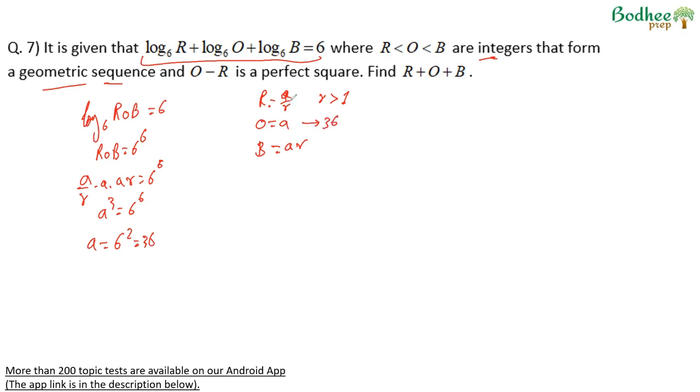R has to be such that when we divide 36 by r, we should get a by r, which is capital R, an integer, and similarly here also we should get an integer when we multiply 36 by r. O minus R, that is a minus a by r, is given to be a perfect square, which is 36 into 1 minus 1 upon r is a perfect square. This is a perfect square. 1 minus 1 upon r should also be a perfect square then.